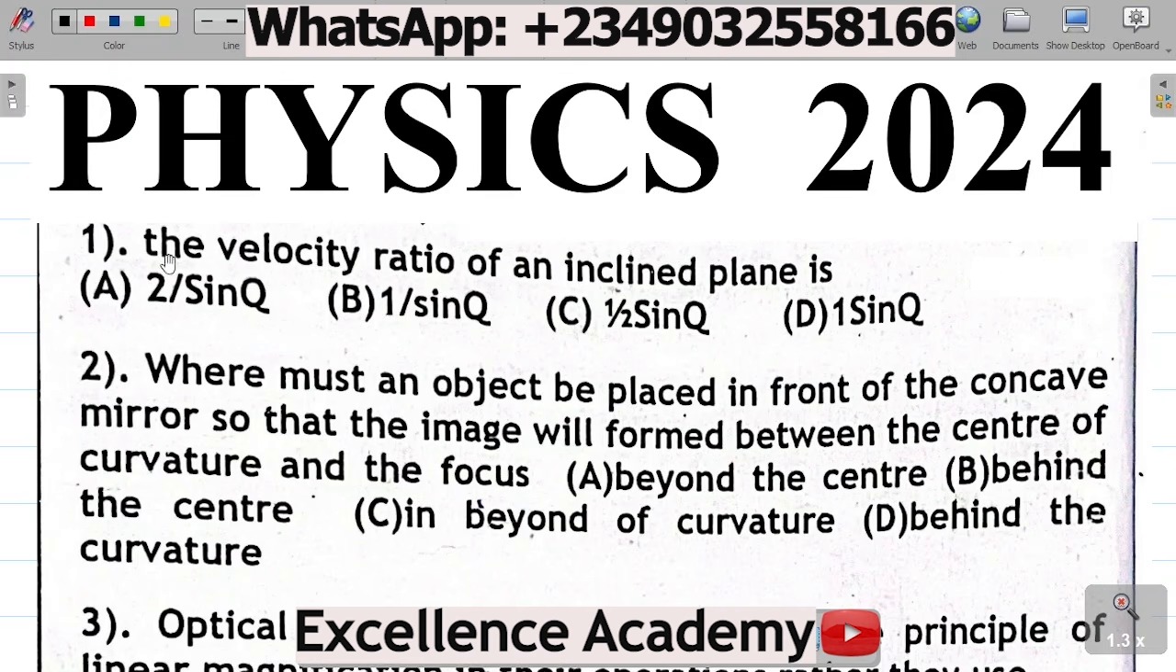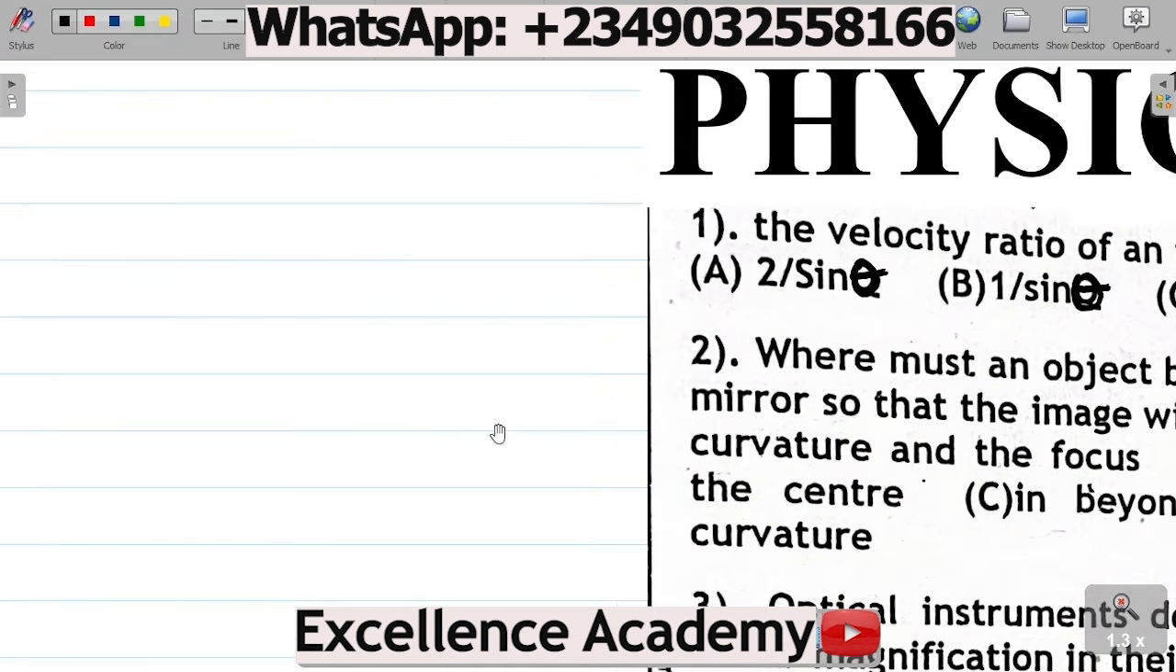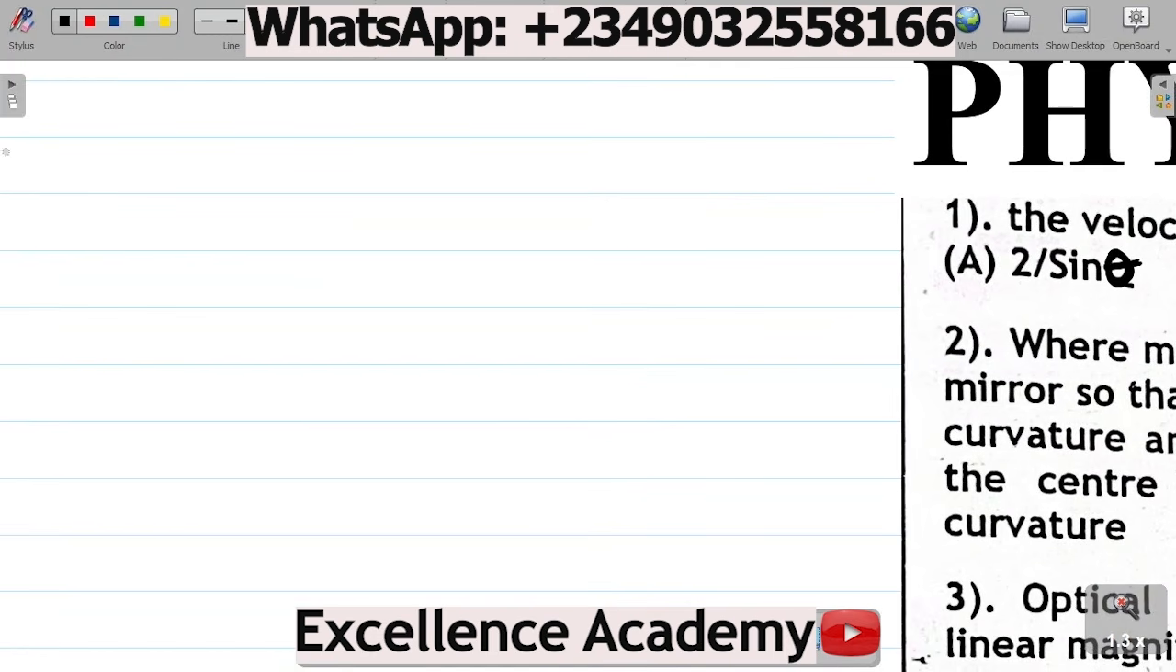Question 1 says, the velocity ratio of an inclined plane is A, 2 over sine theta, B, 1 over sine theta, C, 1 over 2 sine theta, D, 1 sine theta. All right. So what is the answer to this question? Let's look at question number 1.